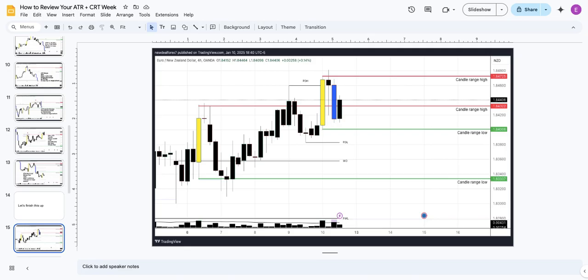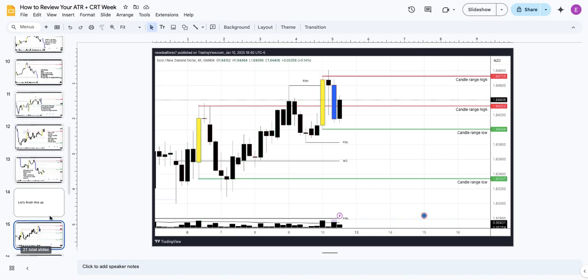This was Euro New Zealand. Here's one range, and then this actually gave another range here near the end of the week, both short. So just take a look at those and see, okay, where would I get in at? Where's the money candle at? Where's the range candle at?